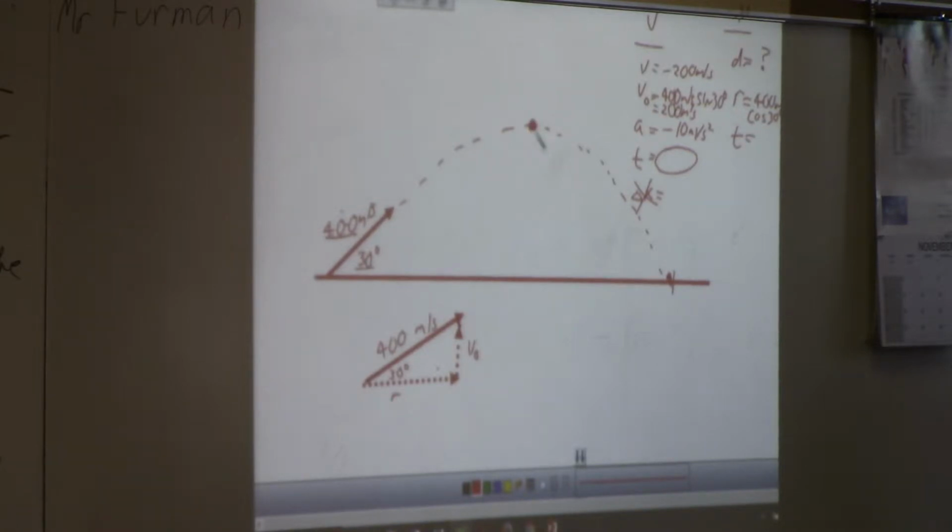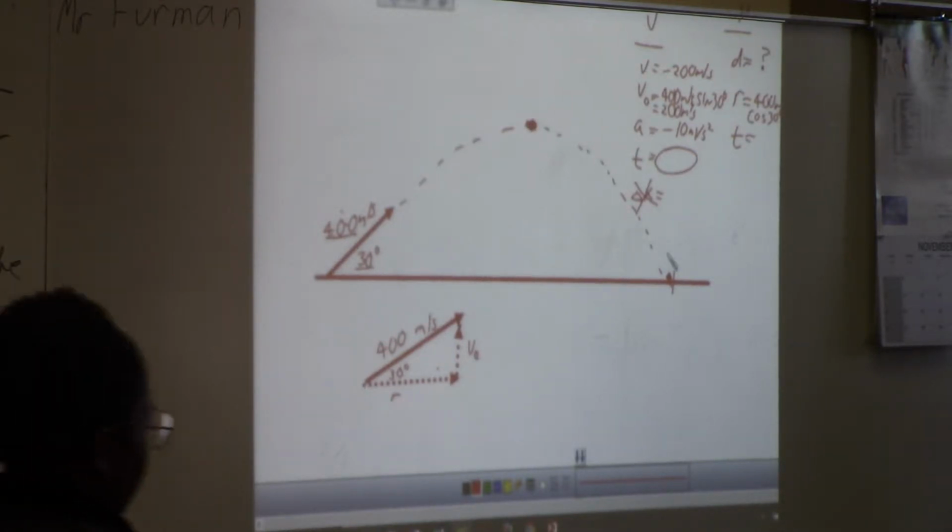I could also figure out how high it went. What's my vertical velocity going to be right here at the apex? Zero, because it no longer has a positive velocity. It's going from positive to negative, so it's zero right here. I could set my final velocity to zero and solve for time. That tells me how much time it's spent going up. Then I just multiply that by 2 to get the total time.